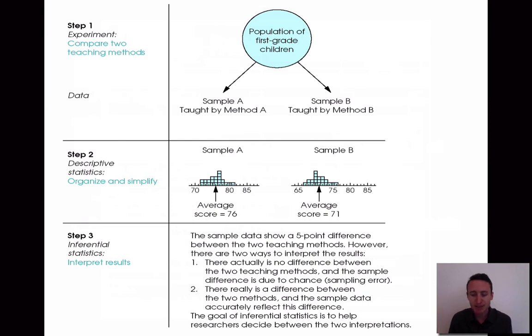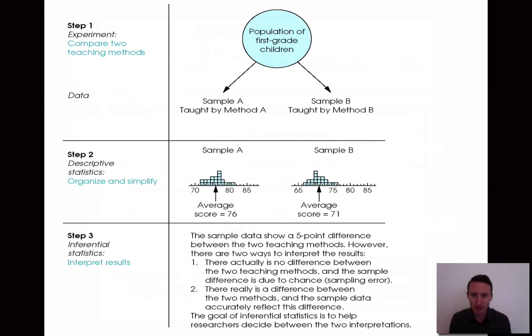And so think about this. It's possible that through random selection, group A happened to have students who are simply smarter than those in group B. And therefore, the reason sample A scored higher on average than sample B had nothing to do with the fact that teaching method A was different than teaching method B. It simply had to do with the fact that students in group A were smarter to begin with. And therefore, we don't know, why is 76 higher than 71? Why did group A score higher on average than group B?